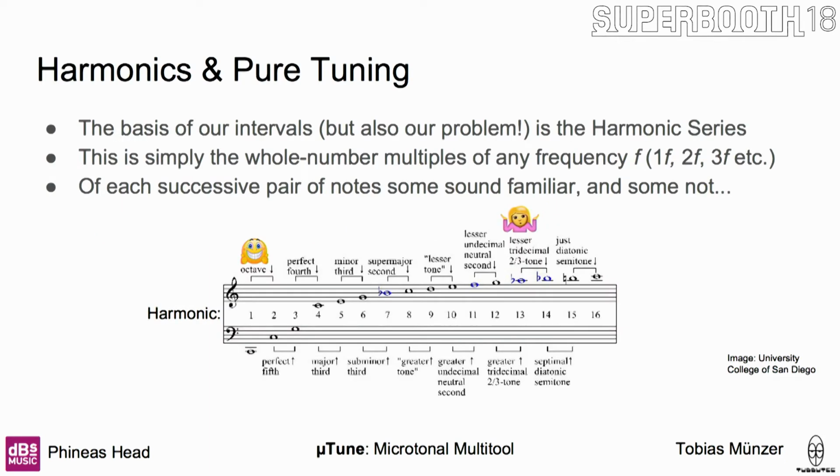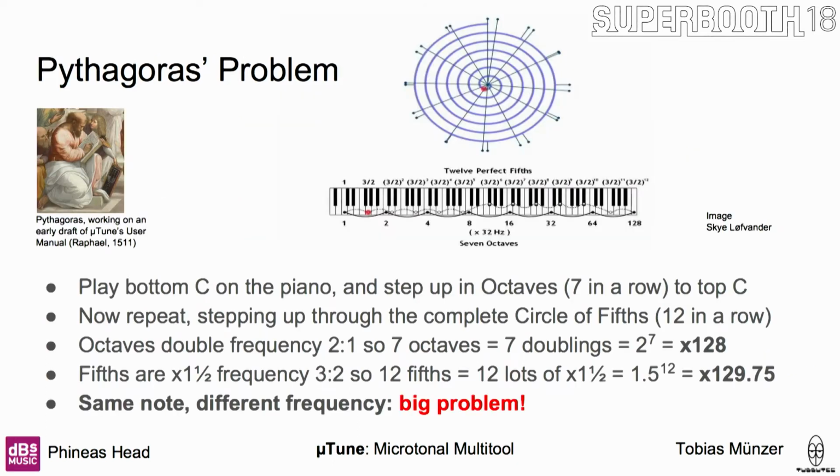Prelude, temperaments. Where do we get our notes from? We get our notes from the harmonic series. So we pick a frequency and we multiply it by all the whole numbers, 1 times F, 2 times F, 3 times F. And if you look at that, you'll see that there are some musical intervals that you might recognize, like the octave and the perfect fourth, but there's some that you maybe haven't seen before, like the lesser tridecimal 2/3 tone. That's a tone that isn't one of the semitones on the piano.